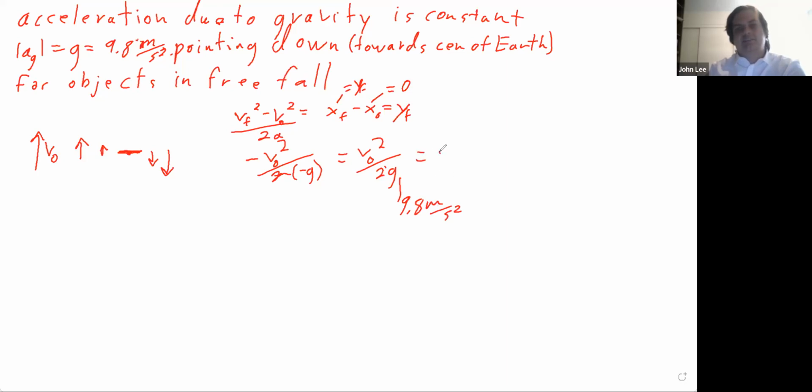So this is going to tell you how high a ball will go if you throw it up there with some velocity v naught. So that's the only physics we're doing today.